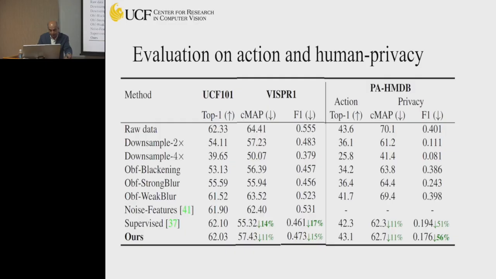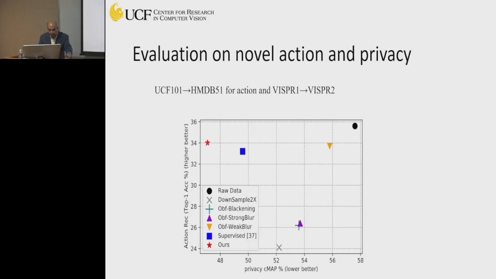And this is another data set. Again, we can reduce 56% and so on. We have these two axes: one is privacy, and the other is the accuracy of action recognition. Ideally, we don't want to recognize privacy attributes, and we want the highest action classification, so the best will be here. This is the raw data: performance is good, but privacy is very bad. This is our method, which is self-supervised, and this is supervised. So we are doing pretty well compared to other ones.